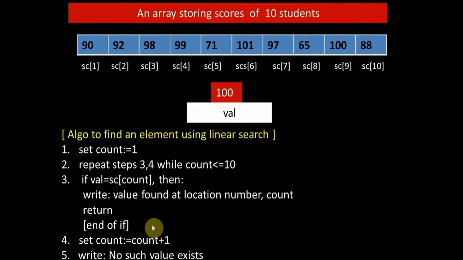As you know, this is the comment, end of if, and now the control will not come to step number 4, 5 or 6. So here only we will return back, right?